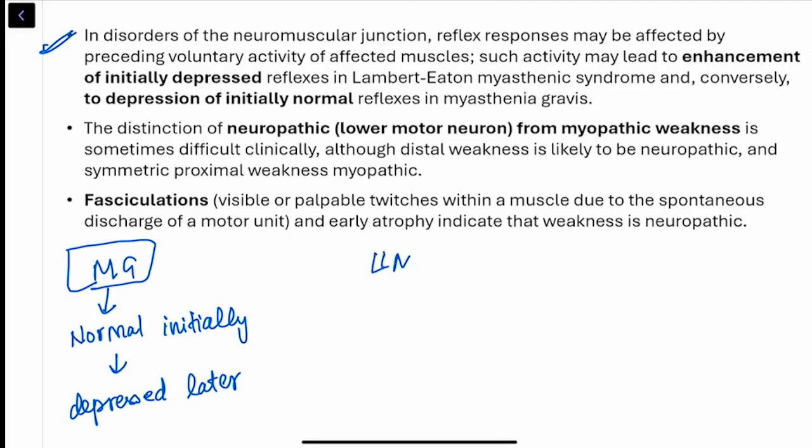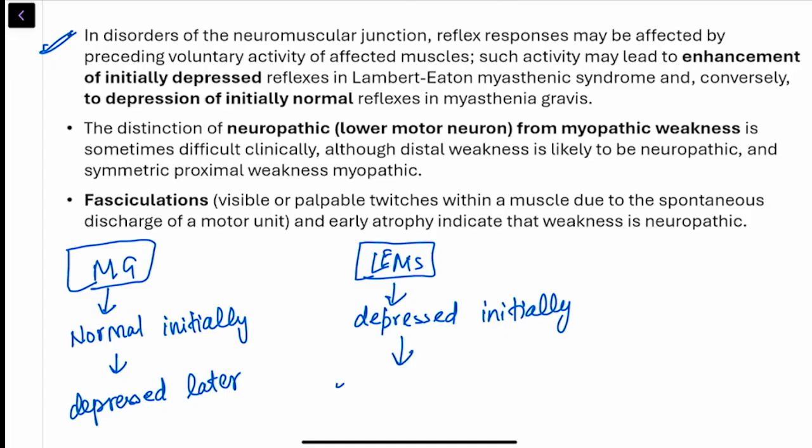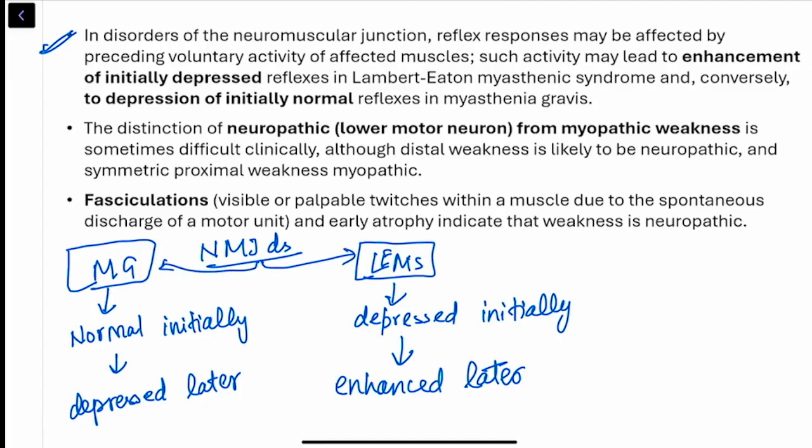Whereas in Lambert-Eaton myasthenic syndrome, LEMS, stretch reflexes are depressed initially and they are enhanced later. The interesting point is that both these entities are neuromuscular junction disorders. One is myasthenia gravis, the other is LEMS. But this is the difference in their behavior towards stretch reflexes.